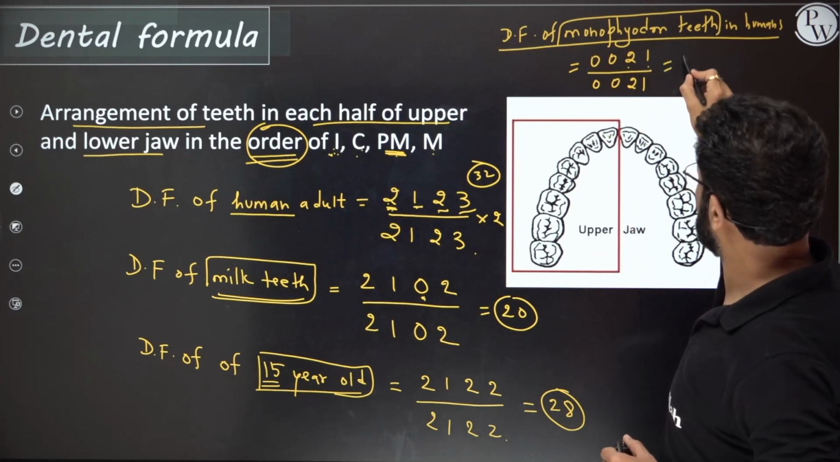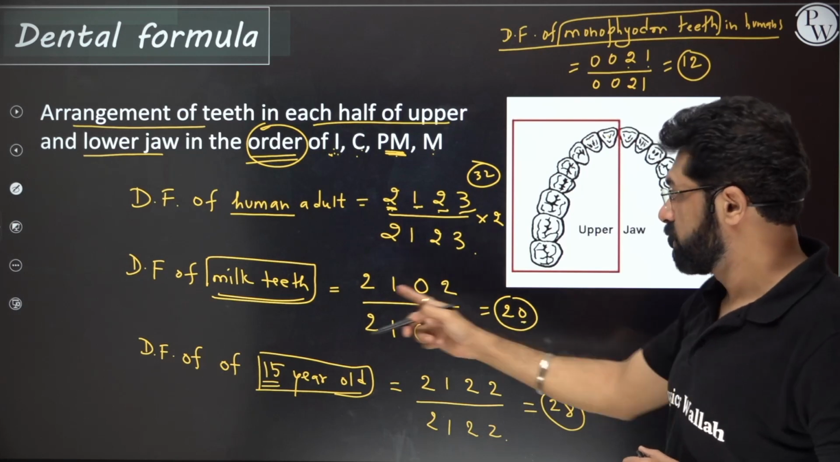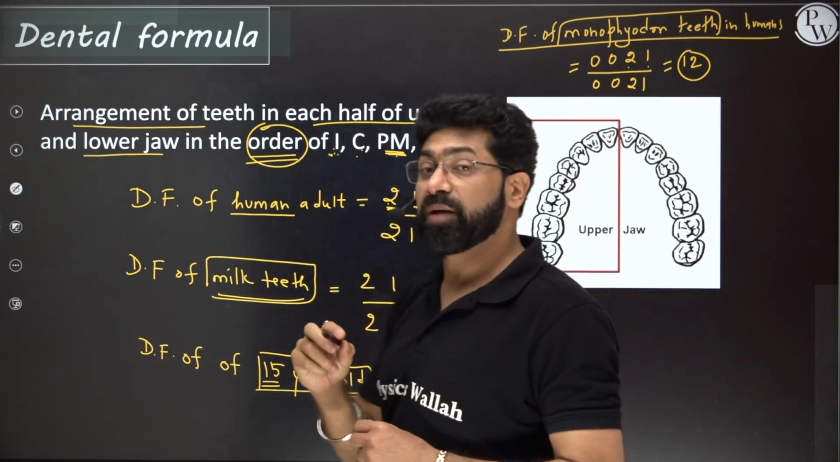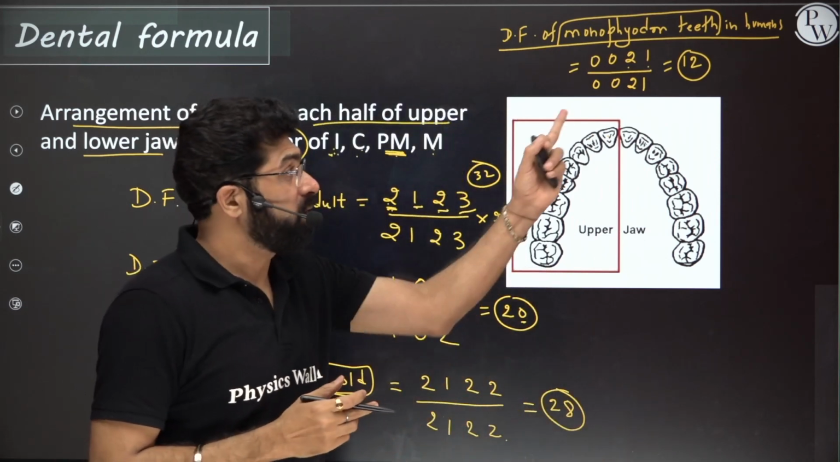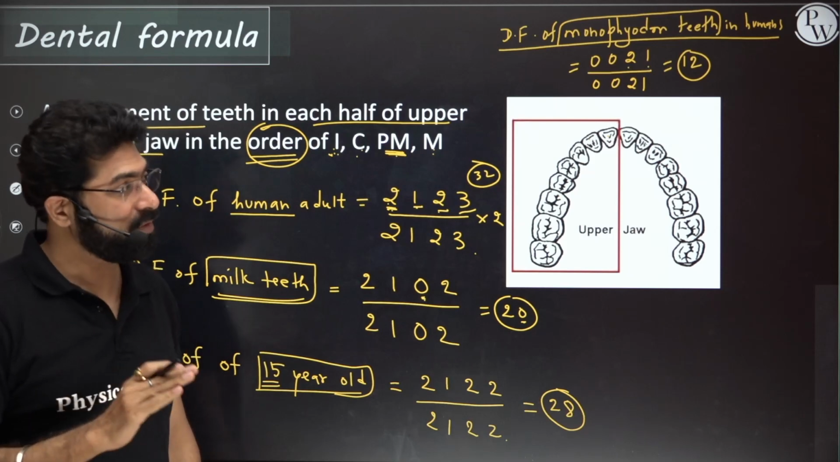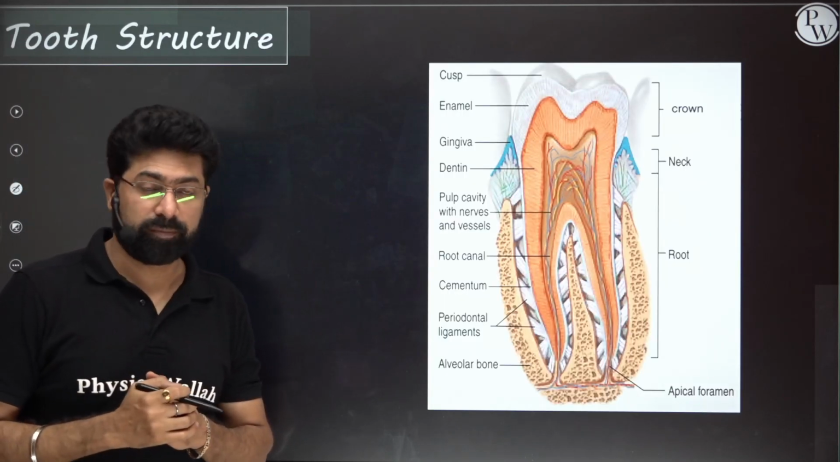So that comes to around 12 teeth, because 20 teeth were the ones present in the milk teeth dentition, and the ones which came only once in life were the monophyodont teeth. Hope it is clear with you now. So let us continue further with the tooth structure.